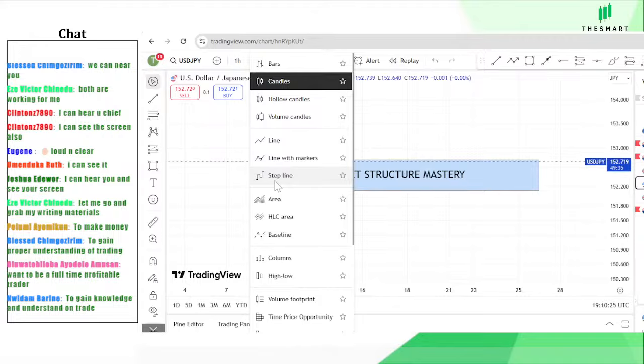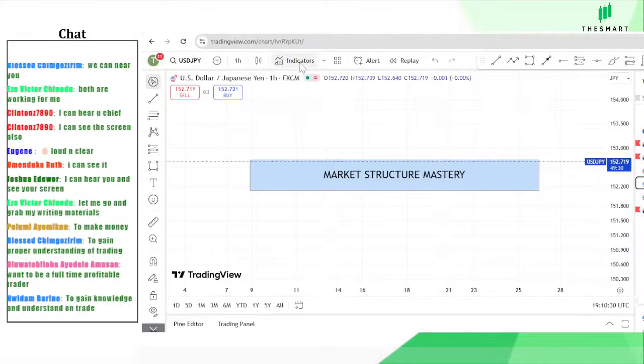All of those things you will get to see. After that, for what you need, you don't need the indicator. If you're using premium, that's when you have the alert and replay. So let's come to the main tools.